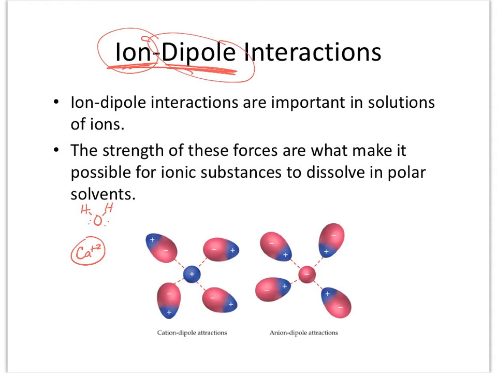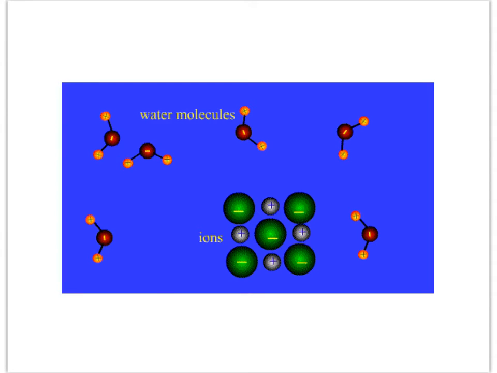The oxygen end of the water molecule is the negative end because of its greater electronegativity value. That would be the ion dipole interaction. This is actually an animation in my PowerPoint, but what it shows is the water molecules coming over and basically tearing apart the ions. So the attraction of the positive end, the hydrogen end of the water molecule, would pull on the negative ions in the ionic crystal, and the negative part of the water molecule, which is oxygen, would attract to the positive ions.